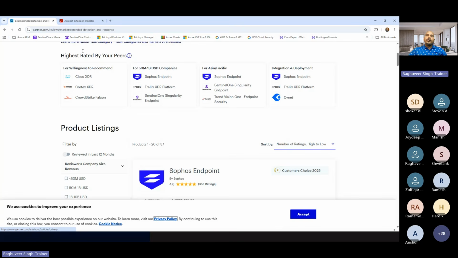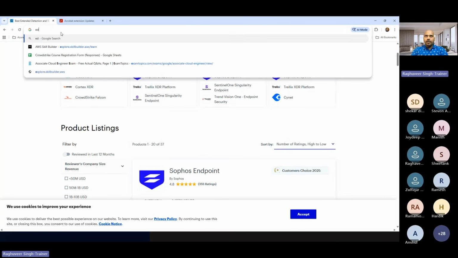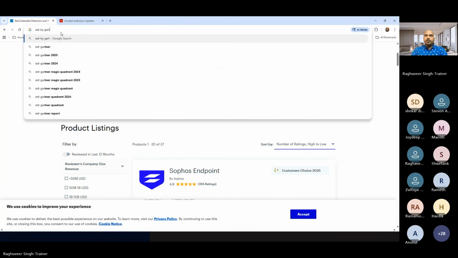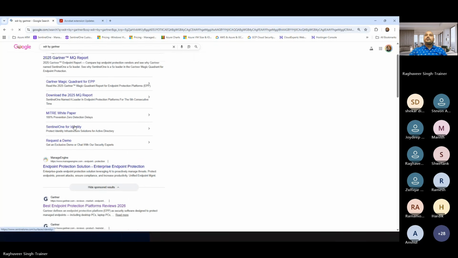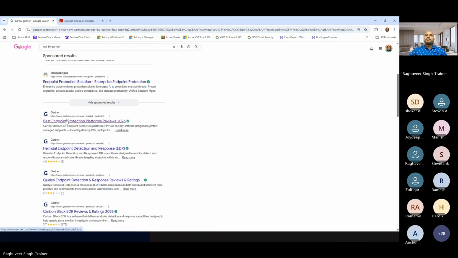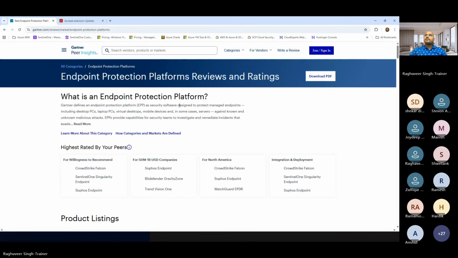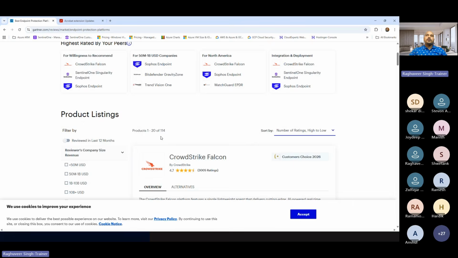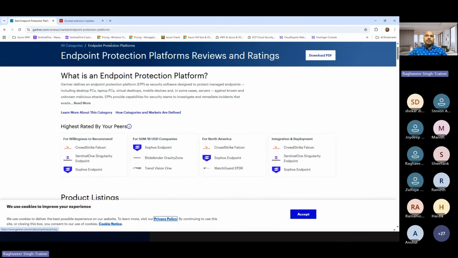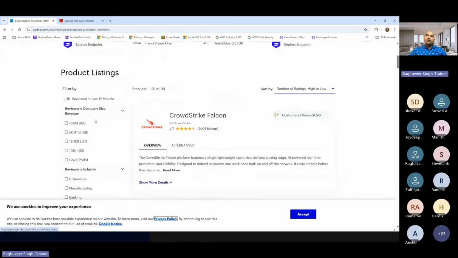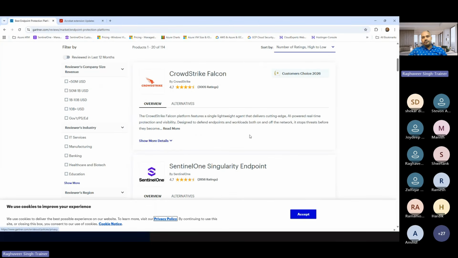So I want to know EDR by Gartner. Now you see EDR solutions by Gartner. I did not do anything, I just typed EDR solution by Gartner. This is the homepage of Gartner, and you will notice that CrowdStrike is on the top. Is everyone able to see this? Yes, sir. So this shows you the credibility of CrowdStrike, guys.